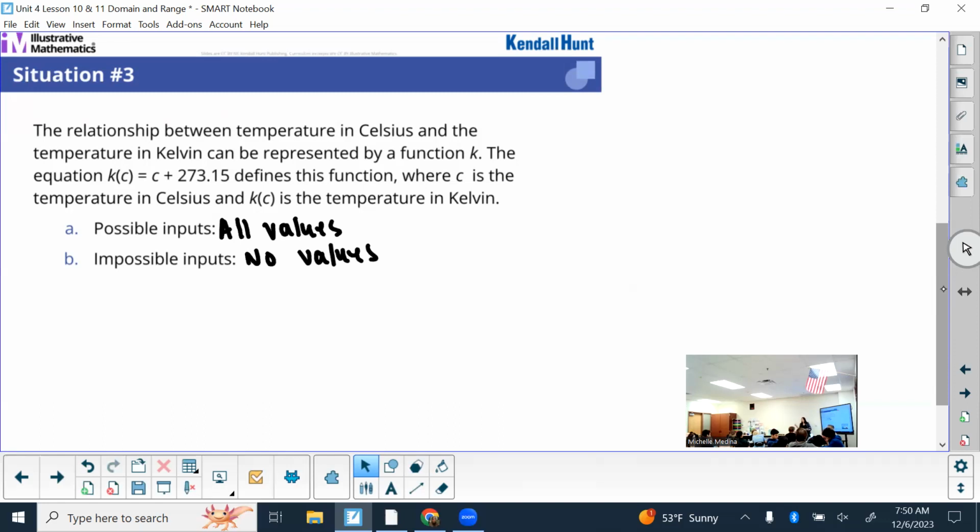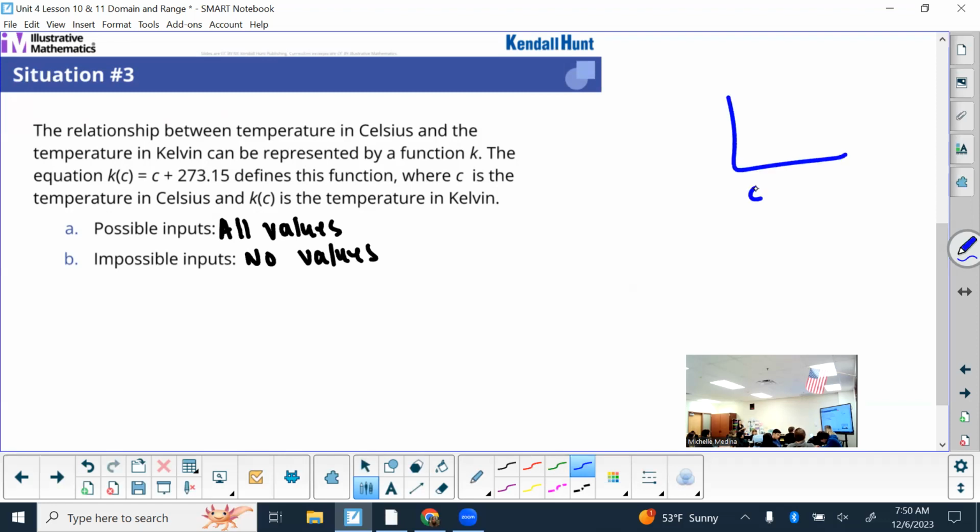We're comparing temperature to temperature. But what, based on this notation, would be my input? The C, which is for Celsius. So that means the Celsius temperature would be on my X and the Kelvin temperature would be on my Y.